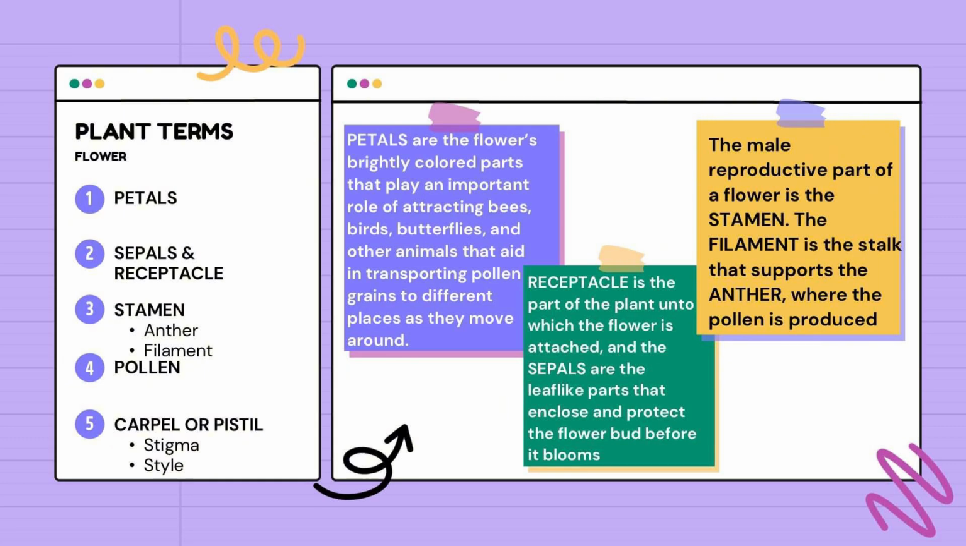Okay, so petals are the flower's brightly colored parts that play an important role of attracting bees, birds, butterflies, and other animals that aid in transporting pollen grains to different places as they move around. Okay, so yung petals, since siya yung makulay na part ni flower, siya yung nag-a-attract doon po sa ating mga agents. When we say agents, sila yung nagdadala or sila yung dahilan kung bakit nagre-reproduce ang plants.